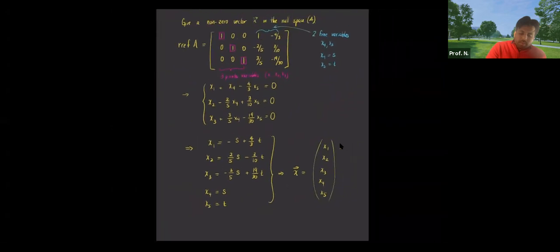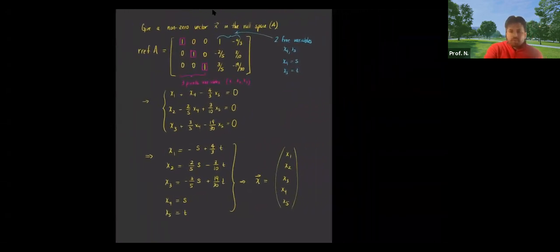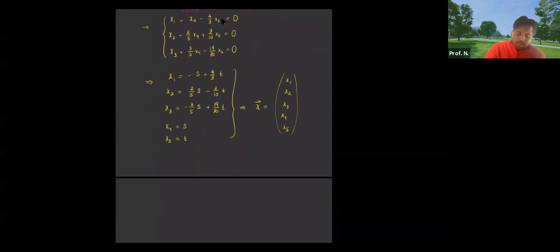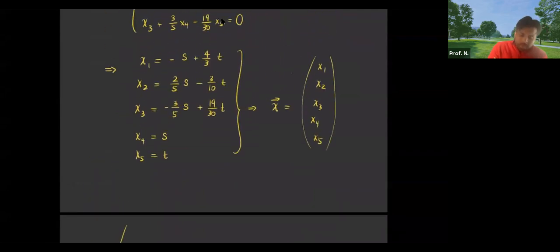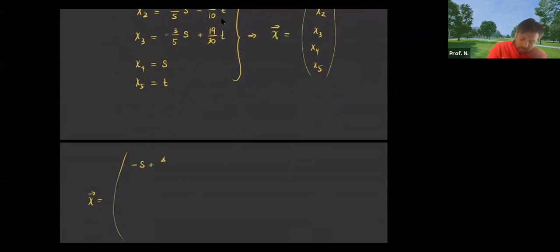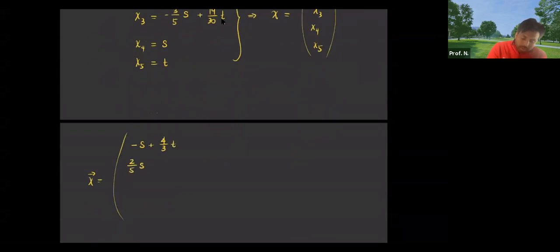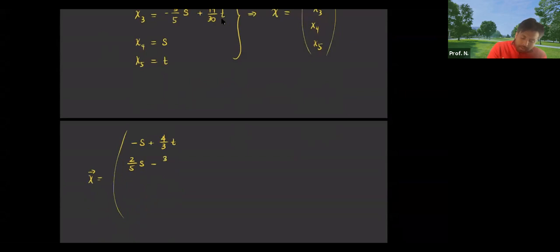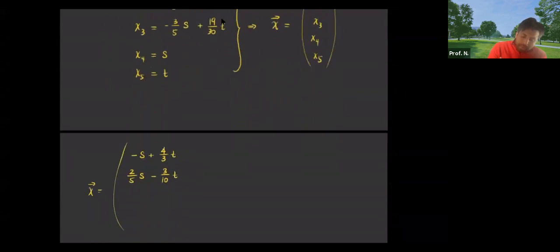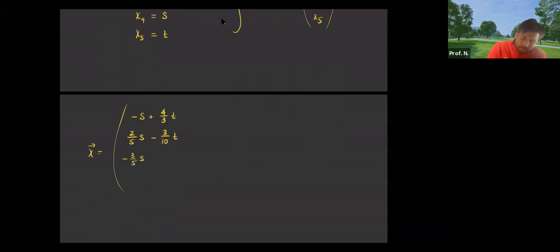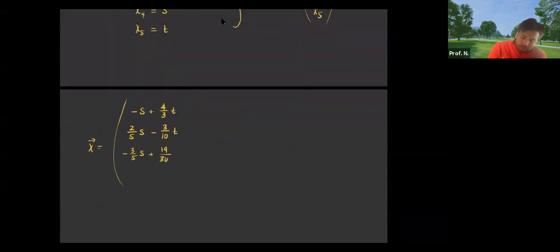Everybody with me so far with this? The row reduced echelon form of this? Yes? Okay, so then once we have that, instead of writing x1, I'm going to write negative S plus 4/3 T. Instead of writing x2, I'm going to write 2/5 S minus 3/10 T. And I'm going to have negative 3/5 S plus 19/30 T. S and T.